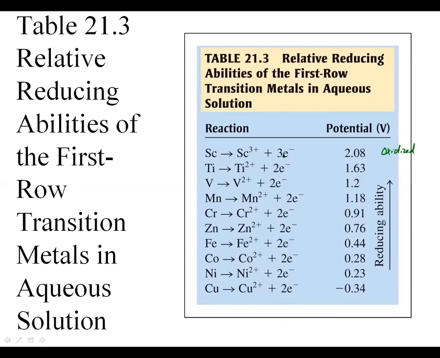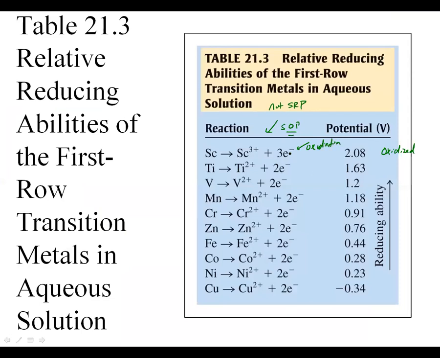You may also look at these things and go, wait a sec, isn't the most positive guy going to be our cathode and get reduced? And you would be right, but these are not SRP values. These are sometimes referred to as standard oxidation values, basically. These are oxidation half reactions.